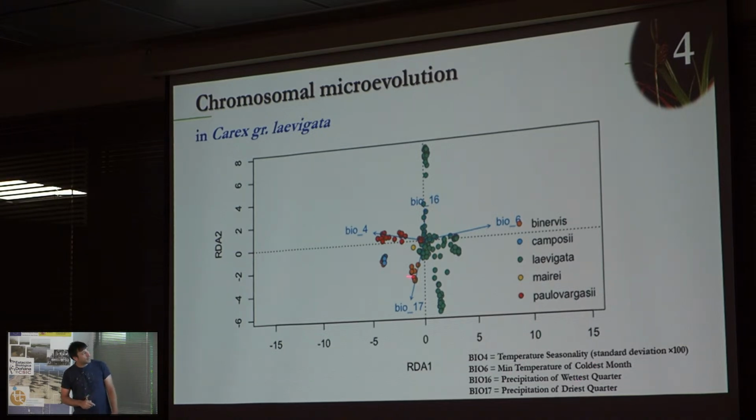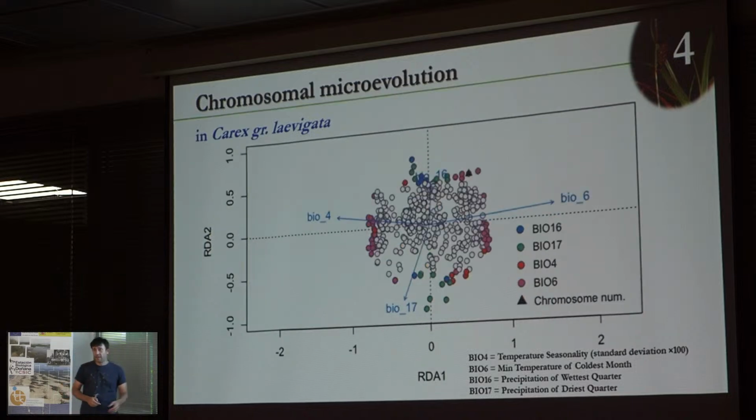I show you here the distribution of the populations of the species. Here you have Carex levigata with the widest distribution, and also here in the plot, across the axis of bio16. Here you have Carex pauloi-vargasii across the axis of bio4. We have 2 clades for Carex binervis, but this species is polyphyletic, so this actually makes sense with the polyphyly of this species. And then here you have several populations of Carex camposii from Sierra Nevada.